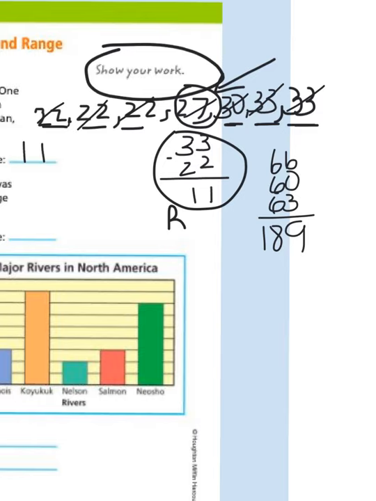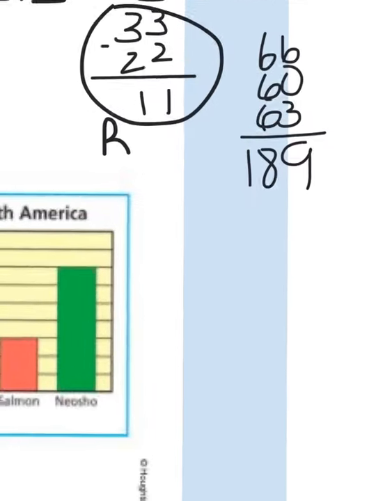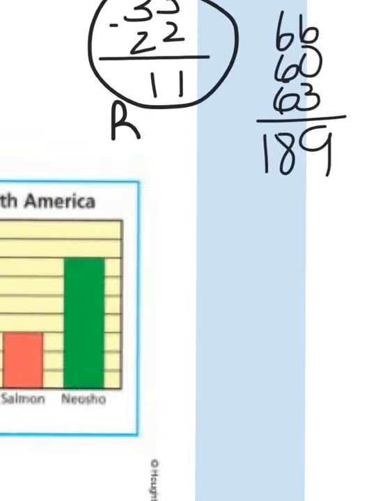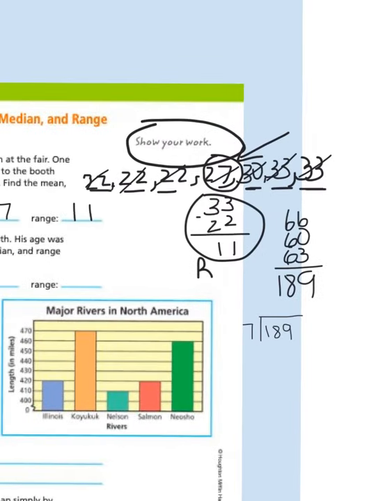1, 2, 3, 4, 5, 6, 7 numbers. So I'm going to take 189. Let me get a little more space here. And I'm going to do a division problem. And I'm going to divide that by the total number of numbers in the problem. So going back to the 7 in here. Okay.